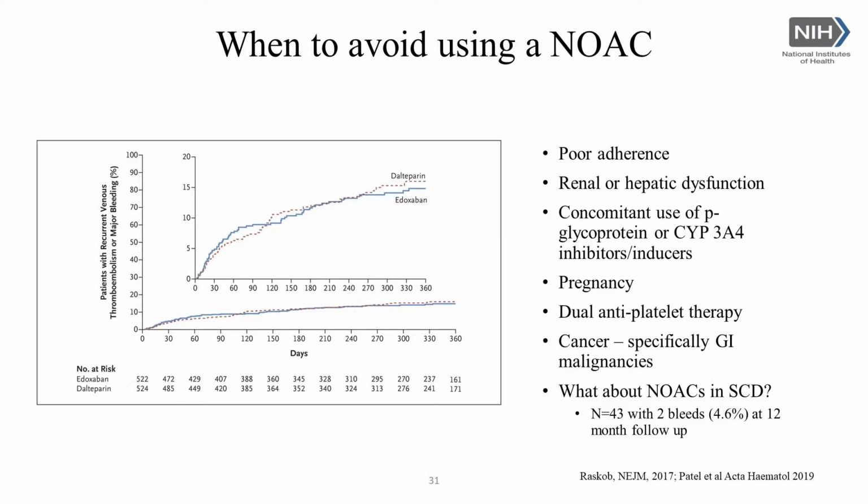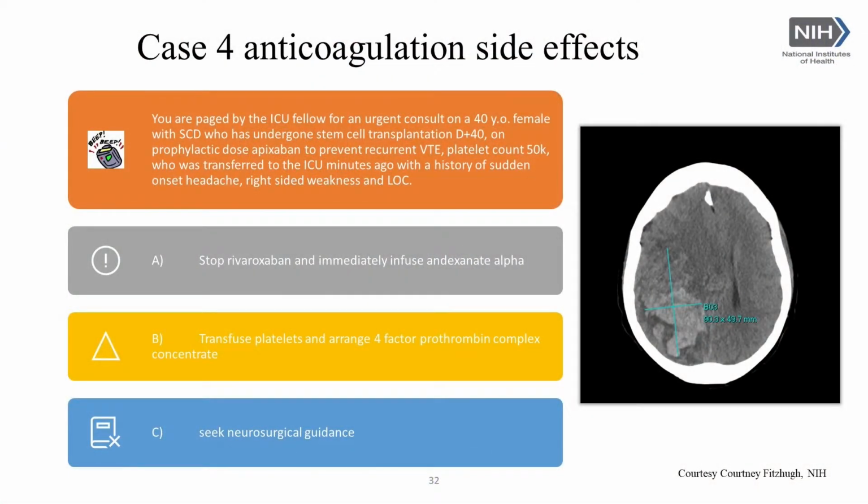I have one more case for you guys, and that's dealing with the side effects of anticoagulants. You are paged by an ICU fellow for an urgent consult on a 40-year-old female with sickle cell disease who's undergone stem cell transplantation. She's day plus 40 on prophylactic dose apixaban to prevent recurrent VTE, her platelet count is 50, and she was transferred to the ICU a few minutes ago with sudden onset of headache, right-sided weakness, and loss of consciousness. You're asked to review the CT scan over here, which shows you an intracranial bleed.